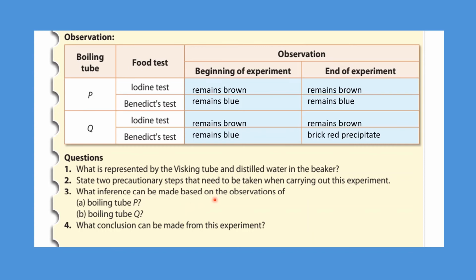Now the conclusion for this experiment. The starch molecule cannot pass through the Visking tube as it is bigger than the glucose molecule, while the glucose molecule, which is smaller, can diffuse through the Visking tube. So you use your own words.